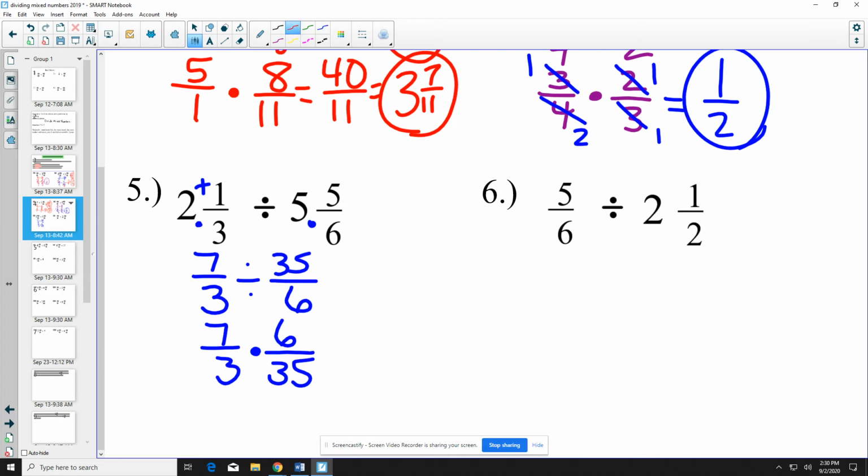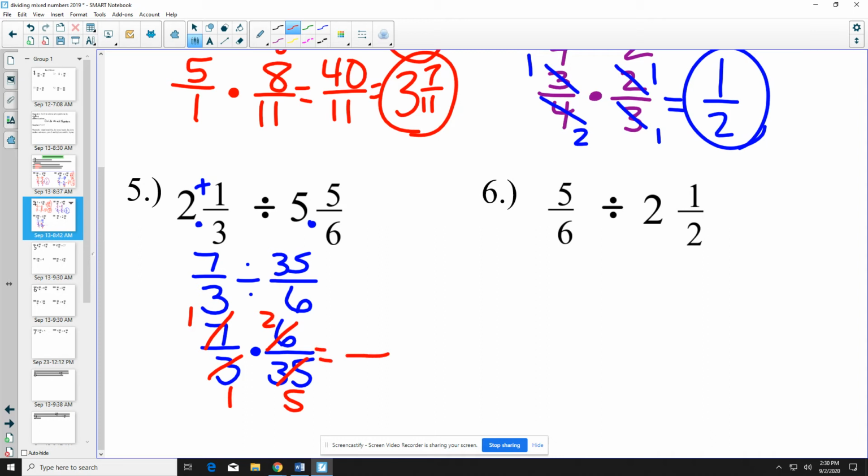All right, we can cancel 3 and 6. So cross out your 3. 3 goes into 3 once. 3 goes into 6 twice. We can also cancel the 7 and 35. 7 goes into 7 once. 7 goes into 35 5.